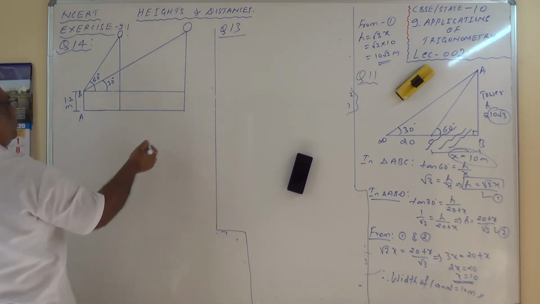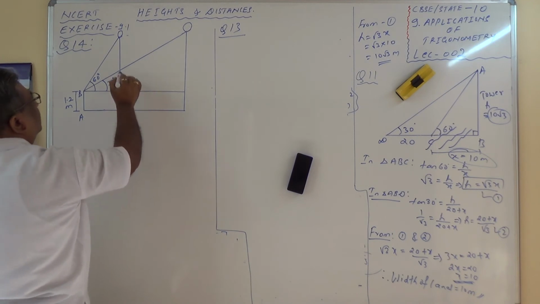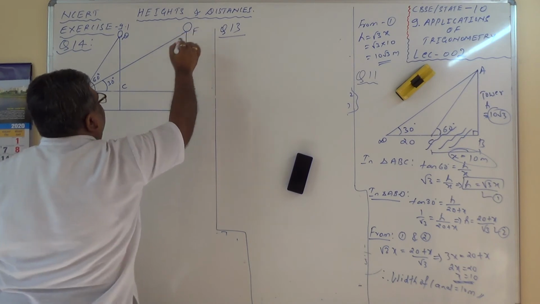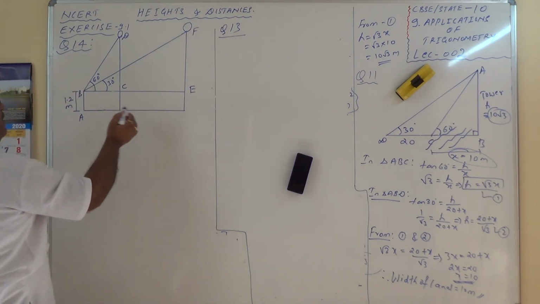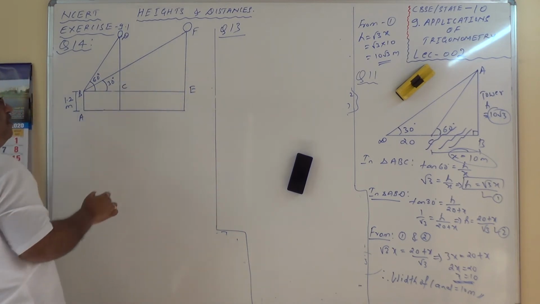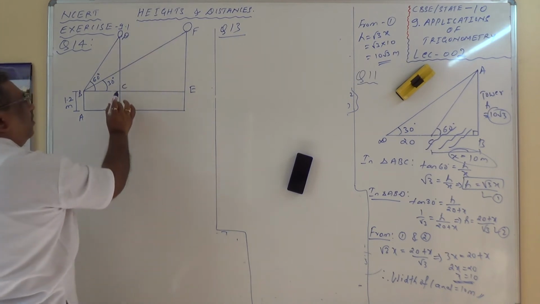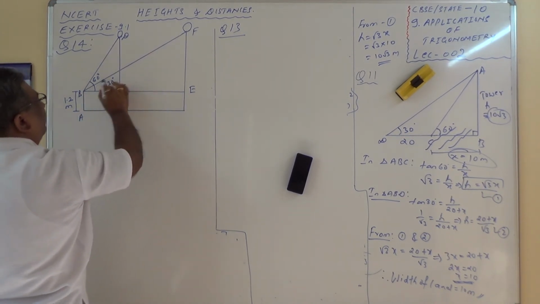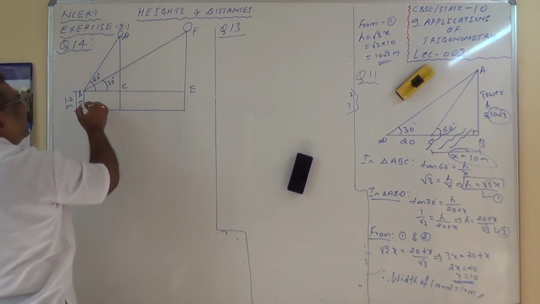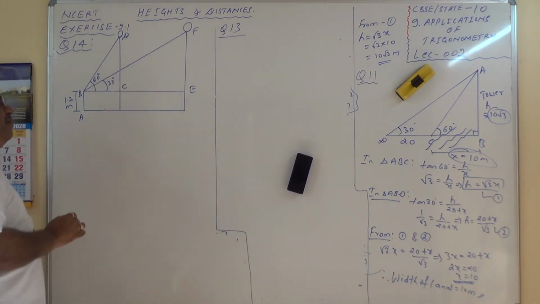I'll mark certain positions now: AB, C, D, E, F. This is how I'll mark, because I'm interested only in this triangle and this triangle. That's all, because EC is the distance traveled by the balloon. In order to find out EC, I'll apply tan 30 in this triangle and tan 60 in this triangle. So BE minus BC gives CE, which is the distance traveled by the balloon.